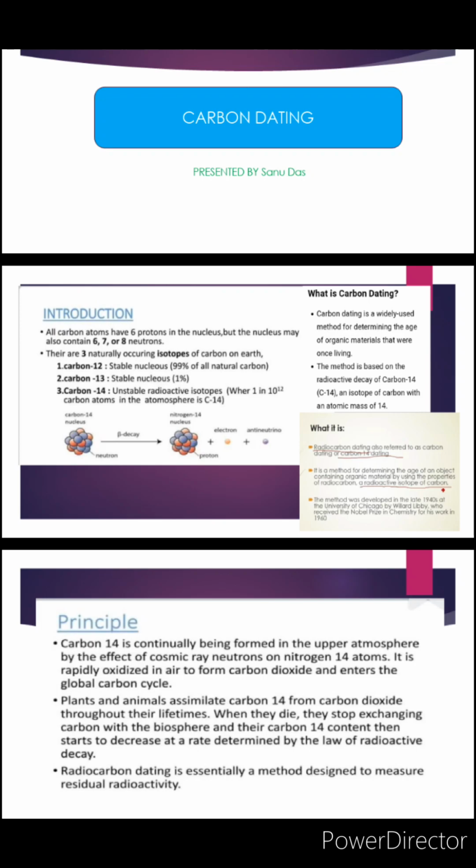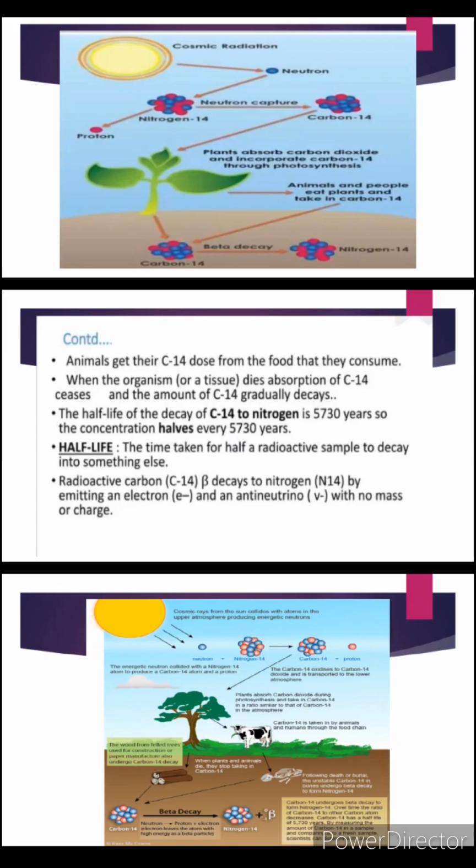When animals and plants die, they stop consuming carbon 14. How much carbon 14 remains from their life, this percentage also varies with time. When the time increases, the amount decayed also increases, through the process of radioactivity. So this is a diagram through which we represent the whole process of the carbon dating method.